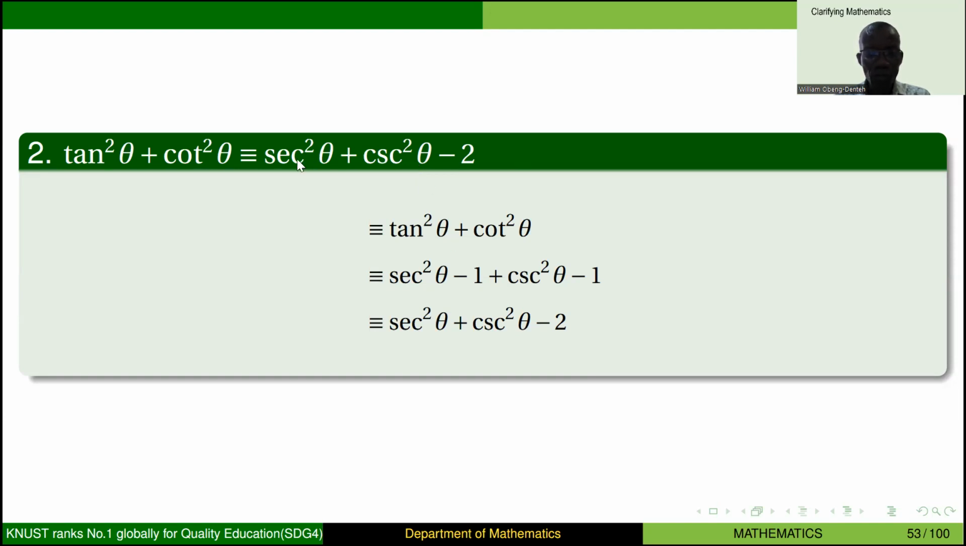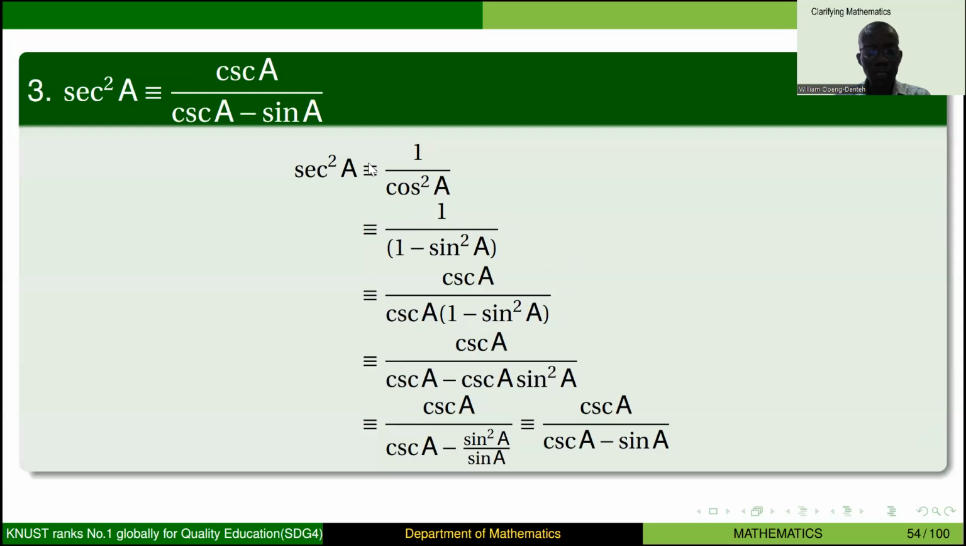Now, you can also use this side to get that. So you start with sec square theta plus cosec square theta minus 2, and then you split this. So you make this minus 1 here, minus 1 there. Remember that this will give you the tan squared, and this minus 1 will give you the cot squared, and then that brings you there. So whichever way, you can still do that and get the answers.